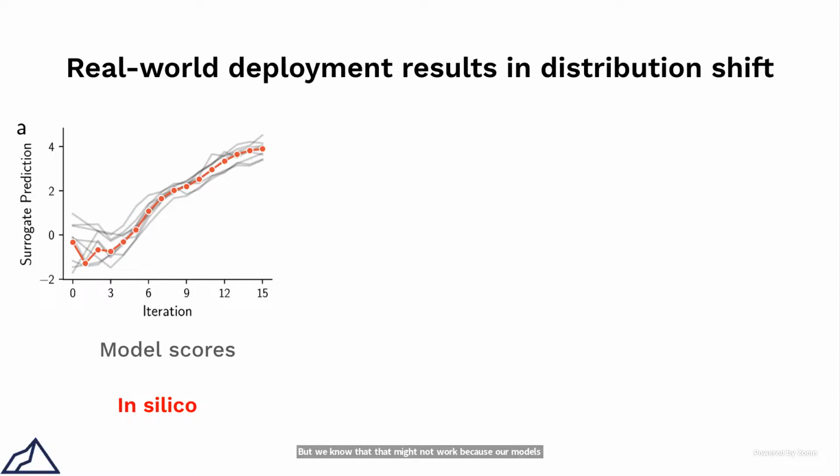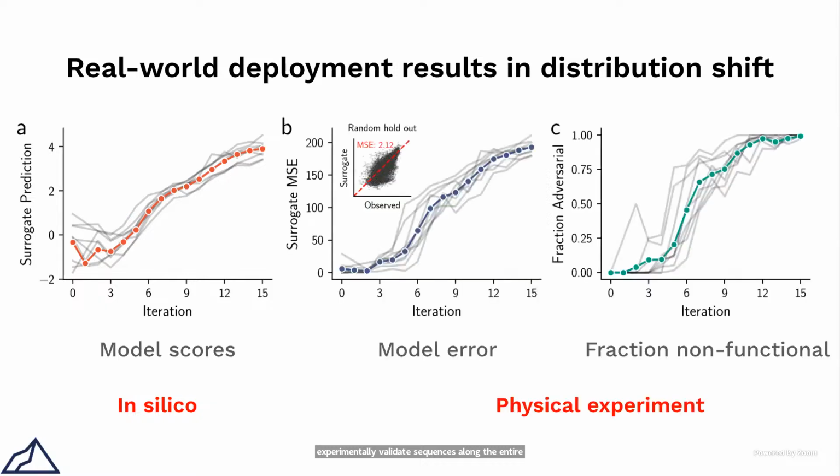So to test this, we experimentally validate sequences along the entire trajectory in an AAV design in vitro experiment. And what we find is that the model error for the regression model increases as a function of the optimization step, denoted as iteration here. Another way of looking at error is in panel C, which is the fraction of design variance from a particular step that is entirely non-functional. And we see by step 10, step 11, we're converging at a 100% non-functional rate.